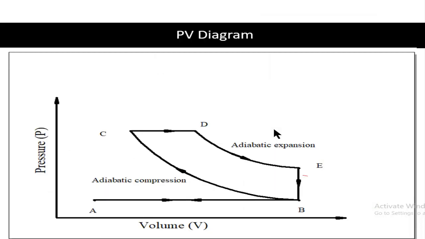The PV diagram we already discussed during the explanation, and here also you can write it down like this. A to B is the intake or suction stroke, and B to C is the compression stroke. C to D is ignition, and D to E is adiabatic expansion, that is the power stroke. E to B as well as B to A is the exhaust stroke. Like this, the complete working of a 4-stroke diesel engine is explained.